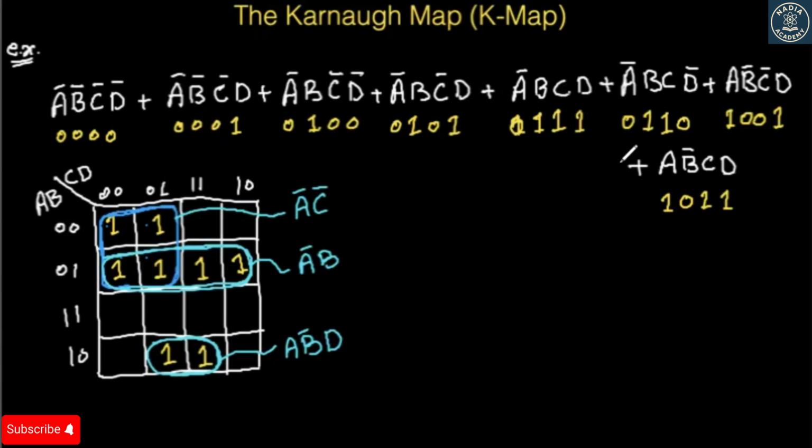So our simplified expression is A bar C bar plus A bar B plus A B bar D. Now you can see this is a simplified solution of our very long SOP Boolean expression. The result is also SOP, but with only three terms. So this is the advantage of K-maps. Let's solve one or two more examples.